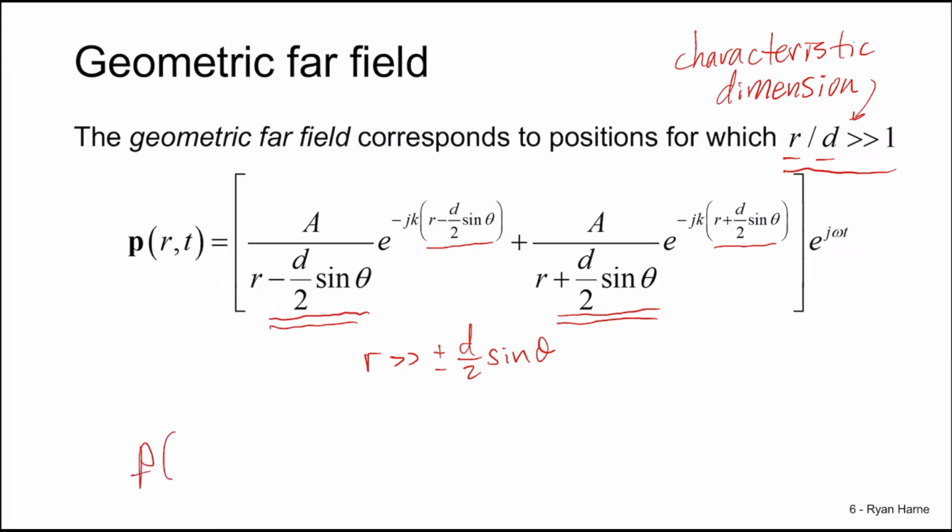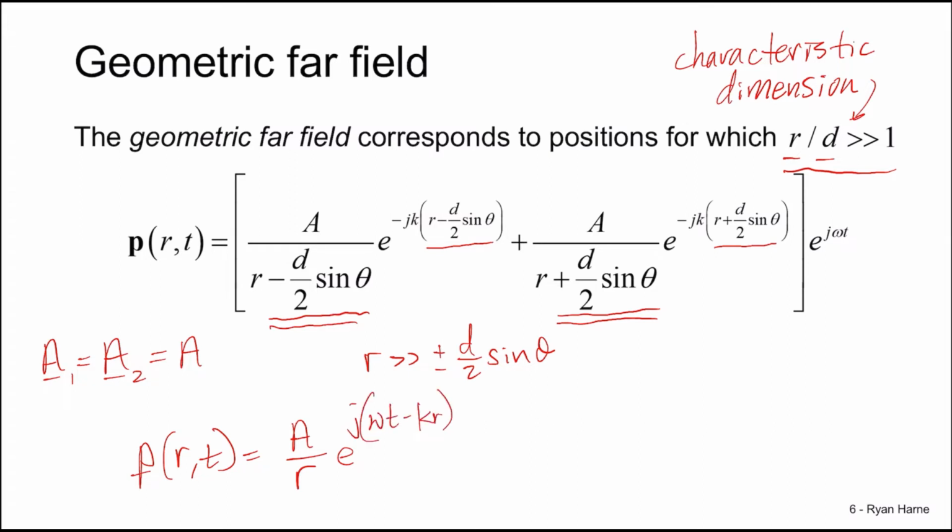So our simplification of the acoustic pressure, P as a function of R and T, is equal to amplitude A divided by R, where we've taken our complex amplitude A1 and said it's going to be equal to our complex amplitude A2, and it's just going to be a purely real amplitude A. We can bring this component out, A divided by R, e to the j omega t minus kr, and then it's multiplied by a bracketed term that includes only the phase contributions, e to the minus j k d on 2 times sine theta plus e to the positive j kd on 2 multiplied by sine theta.